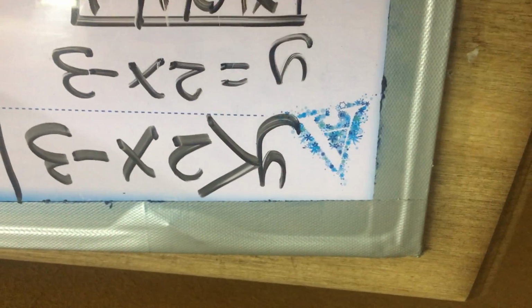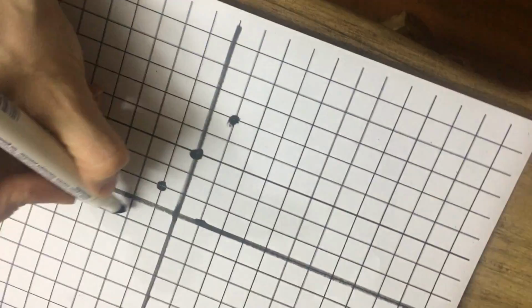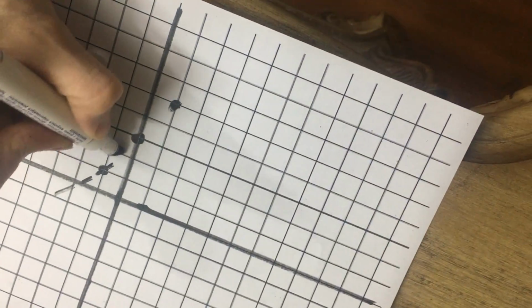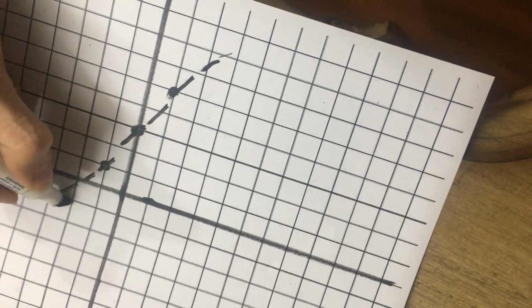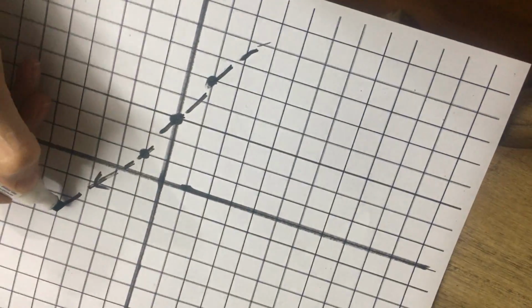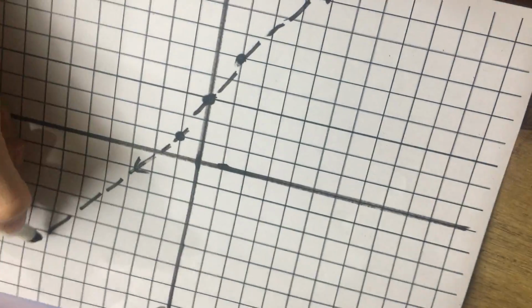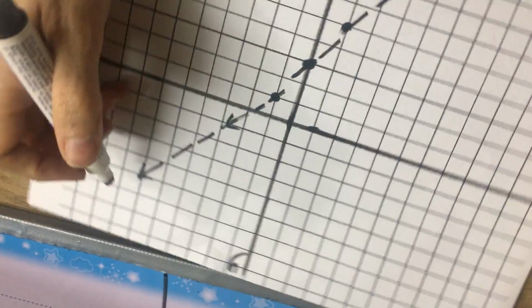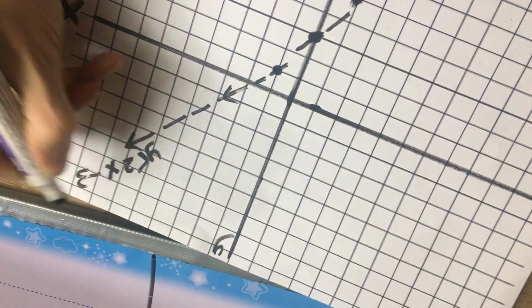Now, as you can see, we don't have an equal sign here, which means that the line that we will get will be a dashed line. Of course, you're going to use the ruler to do so. And we can extend the line always to both sides. And this is y less than 2x minus 3.